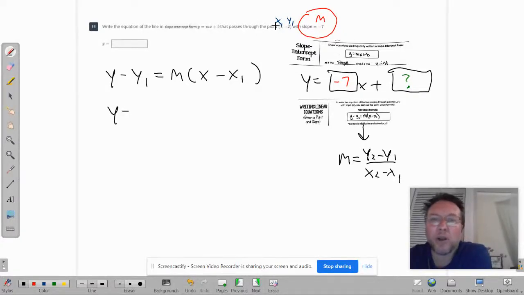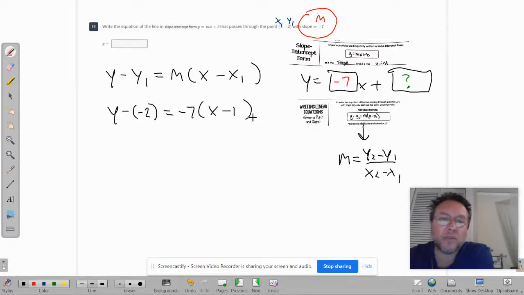Our y1 in this case would be negative 2. The only thing you've got to be careful about is that this is already a minus, and then that's a negative. So in a second, we're going to turn those two into a plus. But I would write it first with the parentheses just to make sure you don't make a mistake with the sign. Slope's negative 7, and then x minus 1. So we're going to change this minus into a plus, so that's really going to be y plus 2.